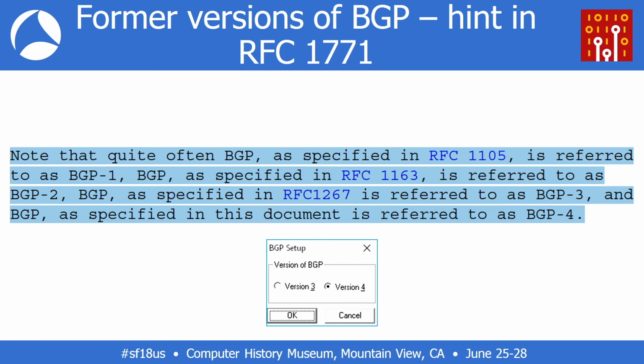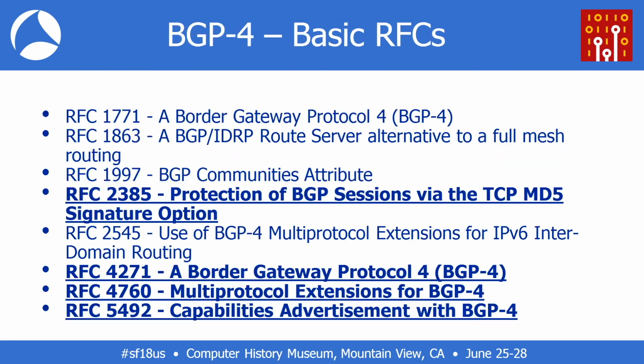Anybody know? What is one difference between BGP version 3 and 4? Nobody? Version 4 has subnetting, so /23. In version 3, you always have classful. With version 4, we now have classless routing, which is also called CIDR. A lot of RFCs. These are the basic RFCs.